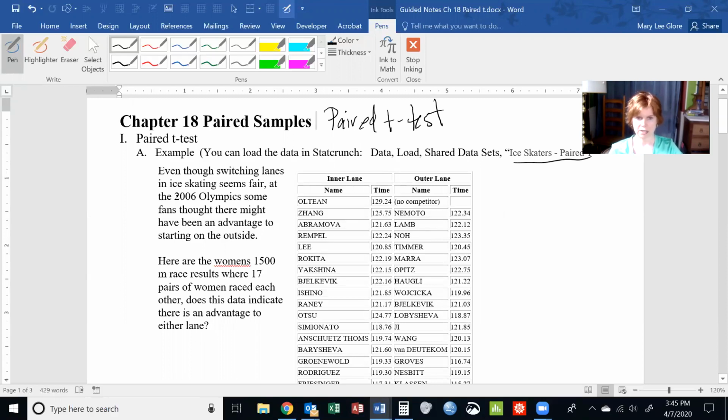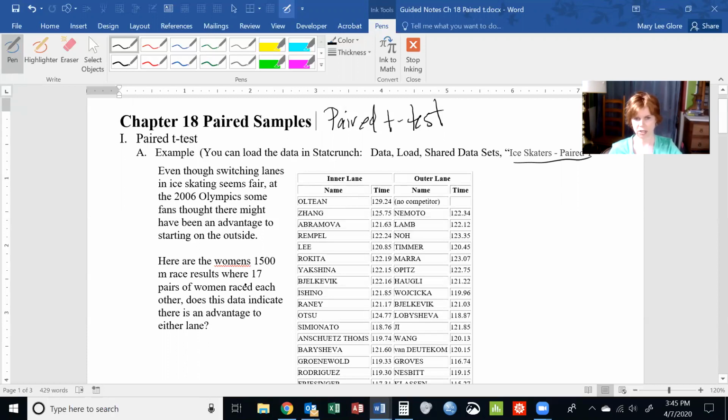Even though switching lanes in ice skating seems fair, at the 2006 Olympics, some fans thought there might have been an advantage to starting on the outside. In a heat, it's just you and one other skater. At the beginning of the race, you're on the left and she's on the right, and then at some point you switch, and you're on the other sides. So some people thought there might be an advantage to the outside. We're going to look at this race.